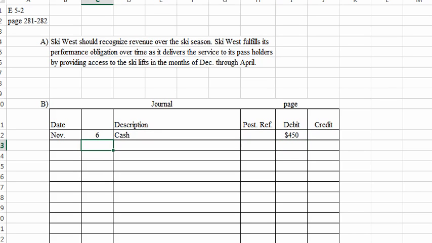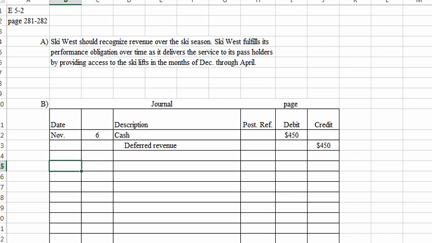We can't record the revenue yet, though. In our financial accounting book, we call it unearned revenue or unearned rent. In this book, I believe they call it deferred revenue. It's just two names for the same thing. You could use unearned revenue if you'd like. $450.